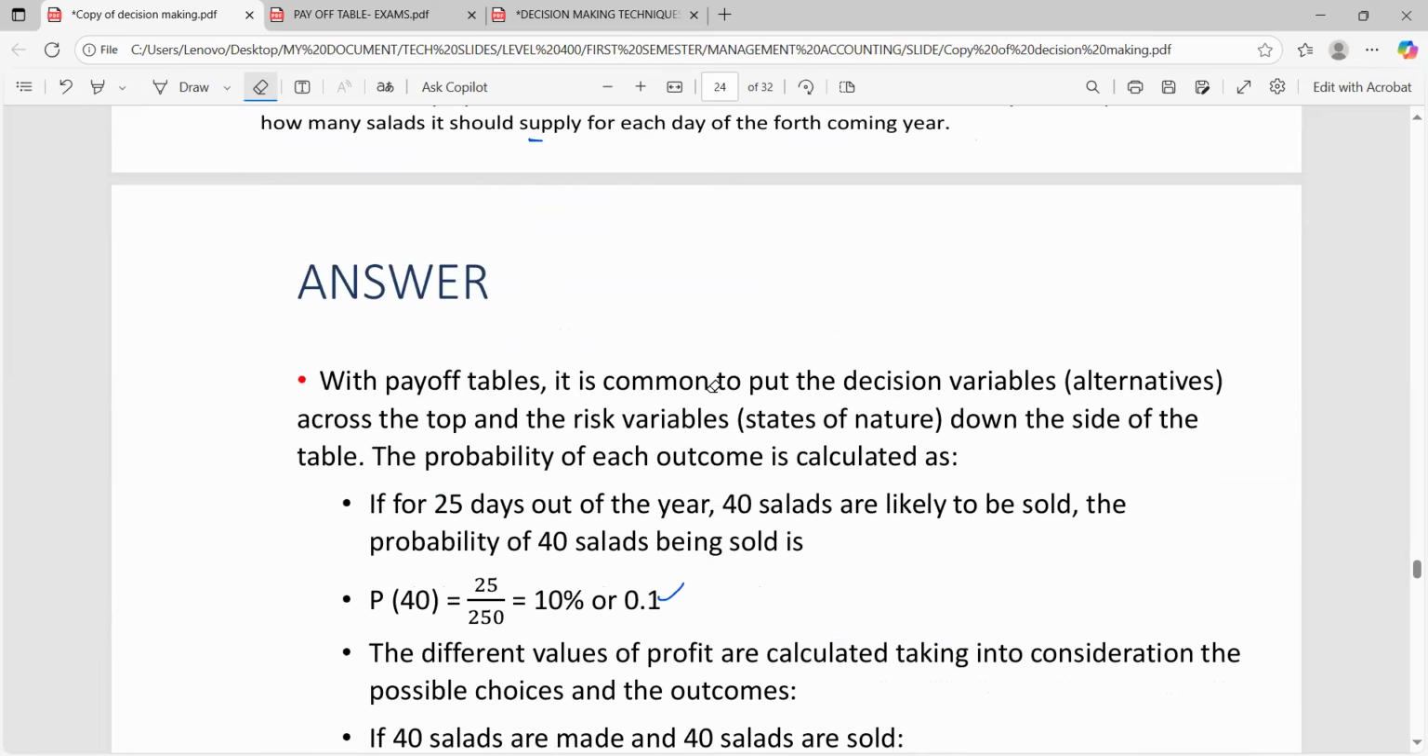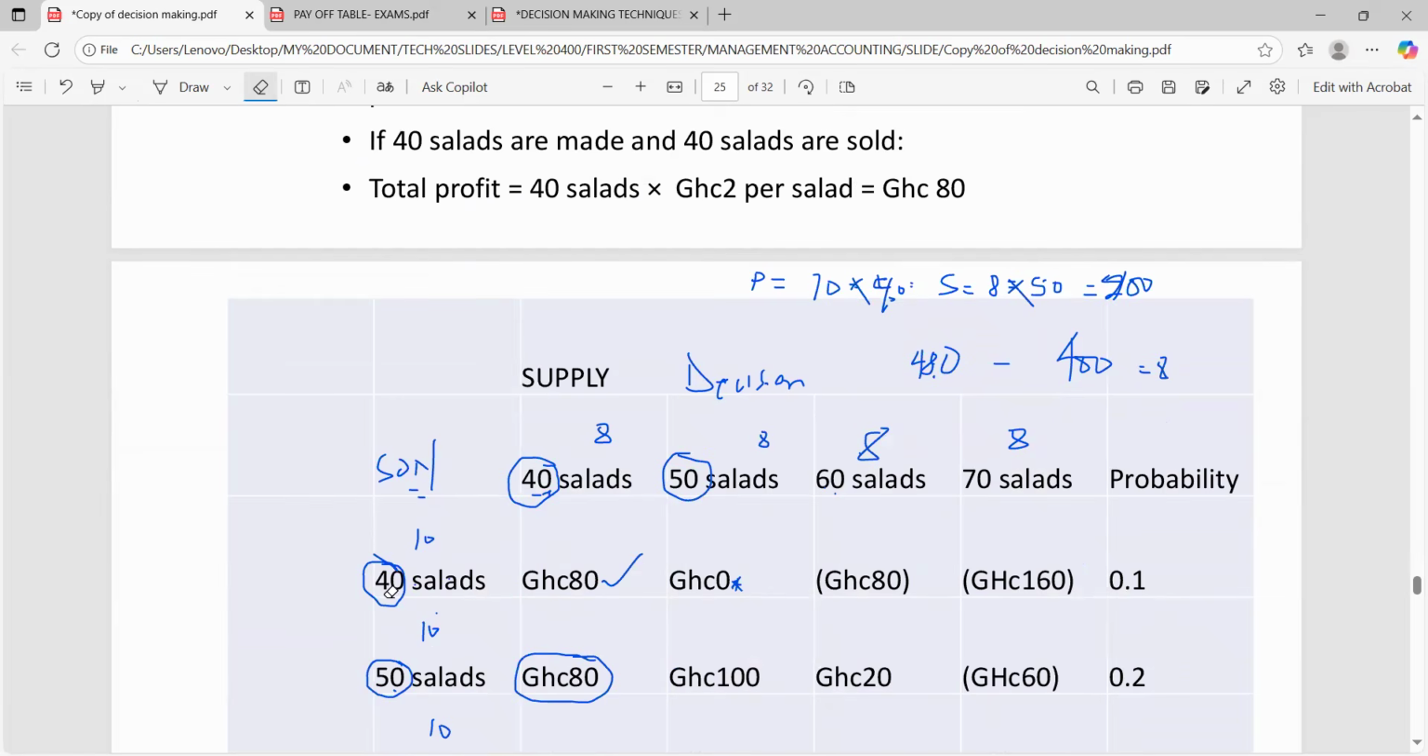So if it is like that, you want 40. I have 40. I am preparing 40 at 8 cedis, and then I'll sell it to you at 10 cedis. Will I make a profit or not? What is 40 times 8, which is 320? What is 40 times 10, which is 400? Now, I have sold it to you at 10 cedis. I prepared it at 8 cedis. I'll be making a profit of what? 2.